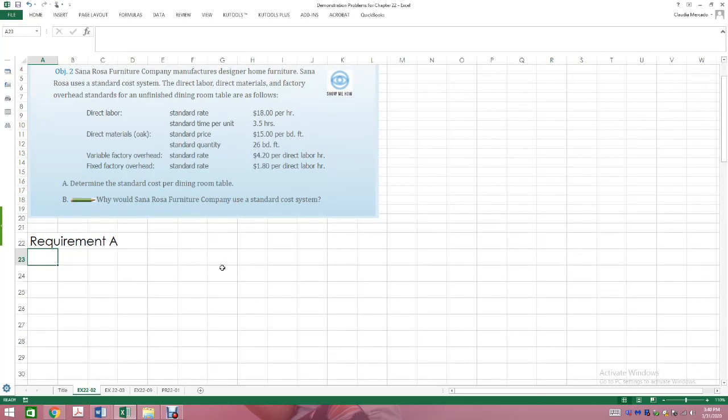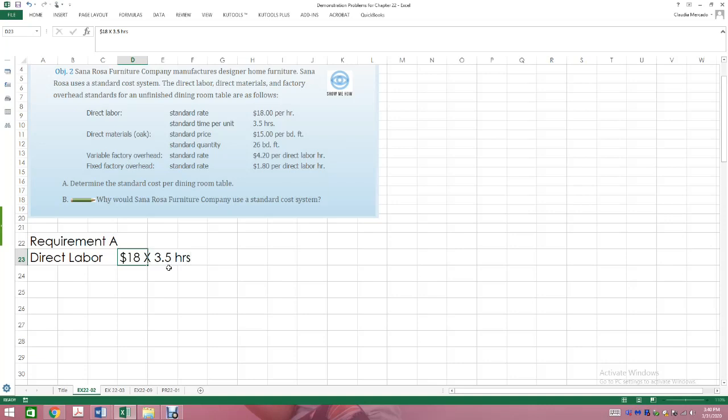So let's start off with our direct labor. Direct, oh, I misspelled direct, guys. Direct labor. So for my direct labor, we need to figure out how much I am paying my employees. My standard rate is $18 per hour, and it is taking me 3.5 hours to manufacture each dining room table. So I've got $18 an hour times 3.5 hours.